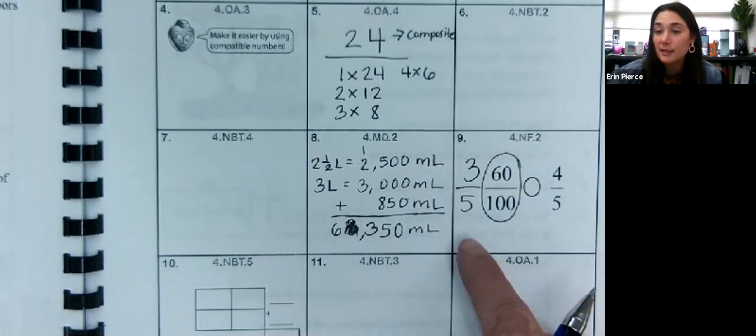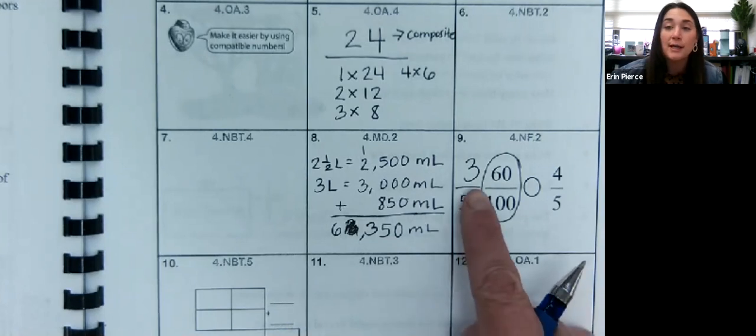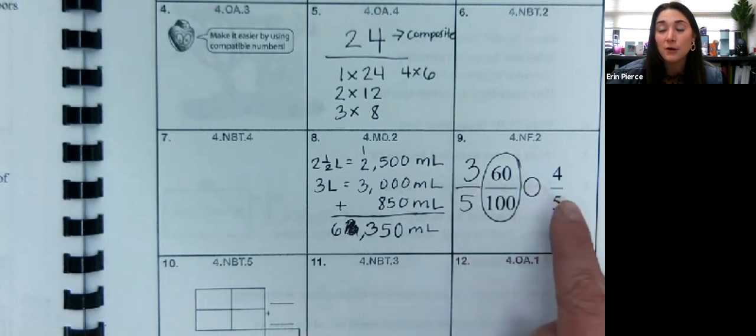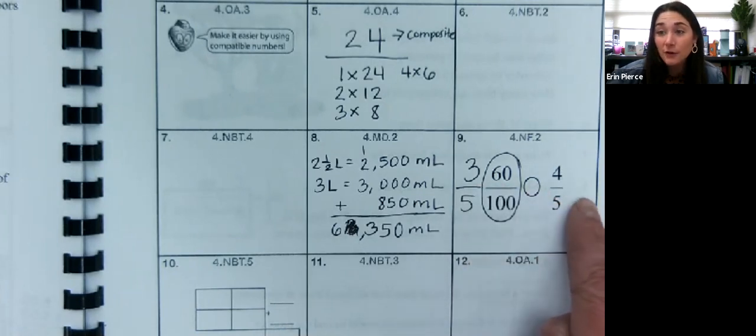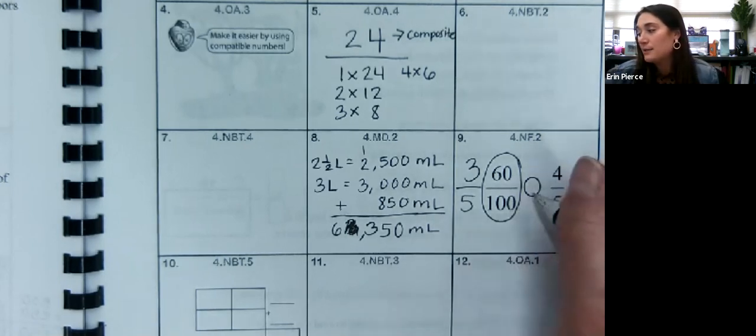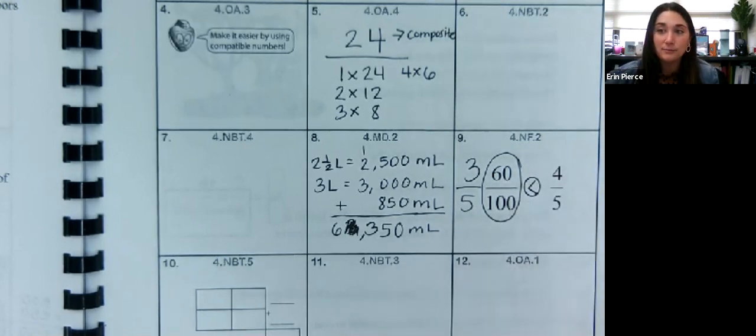Now this is a little bit easier to deal with. Which one has more fifths, 3/5 or 4/5? If you answered 4/5, you are correct. So I would put a less than symbol.